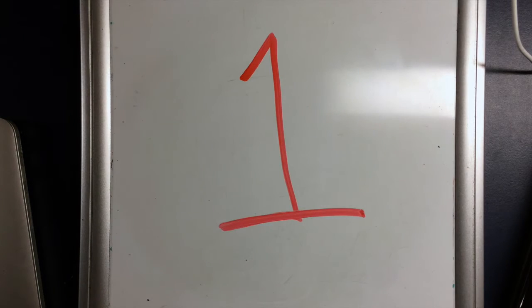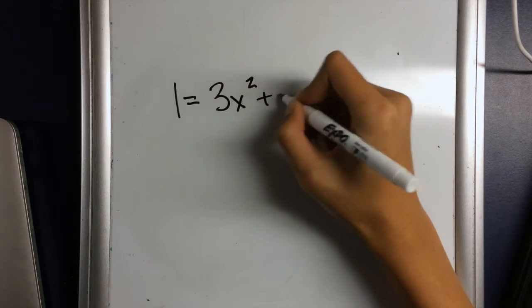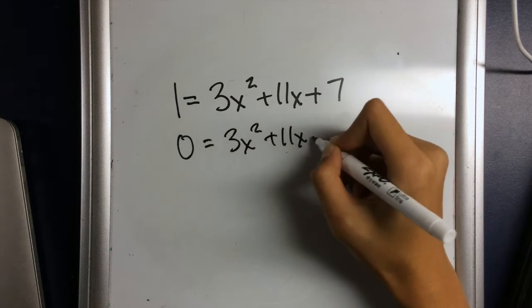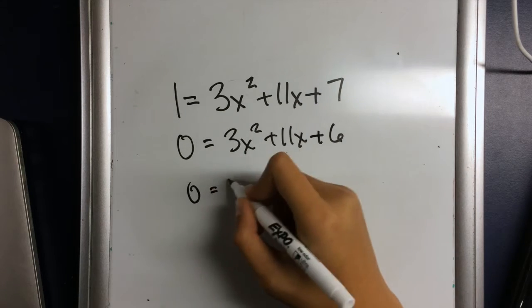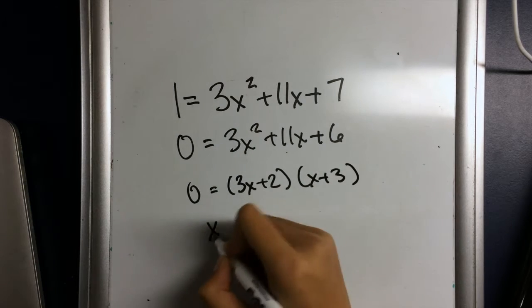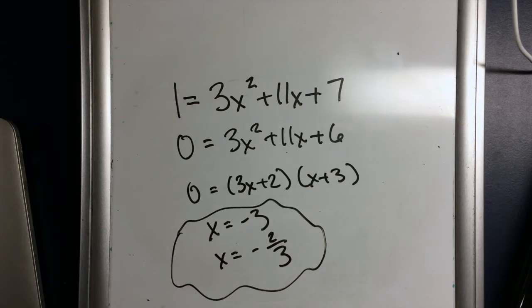Step 1. At the inverse of f of x, f of y is equal to x, and in this case, x is equal to 1, so we solve for x when y is equal to 1. We can solve this using algebra, and eventually we'll get x is equal to negative 3 or negative 2 over 3.